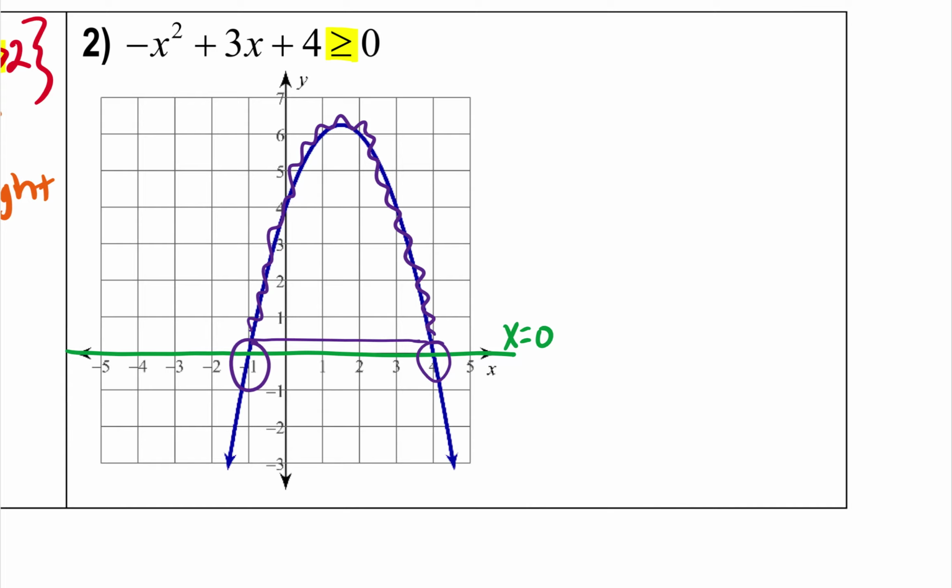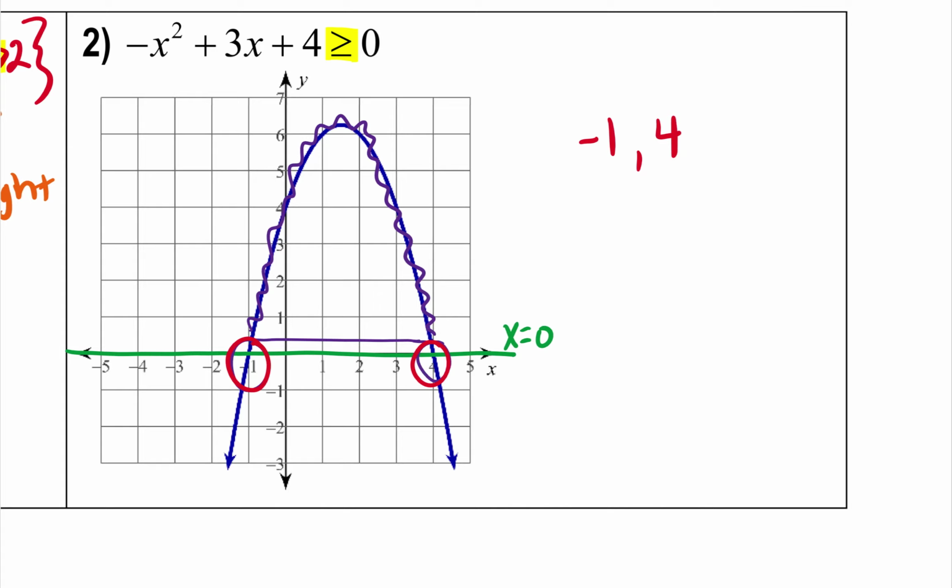So notice I start at negative 1, I end at positive 4. So let's start with that. I'm going to go from negative 1 to 4. Now I can't just have it like that because that could be confusing. I'm not really sure what it's supposed to be. So you're going to use brackets or parentheses.